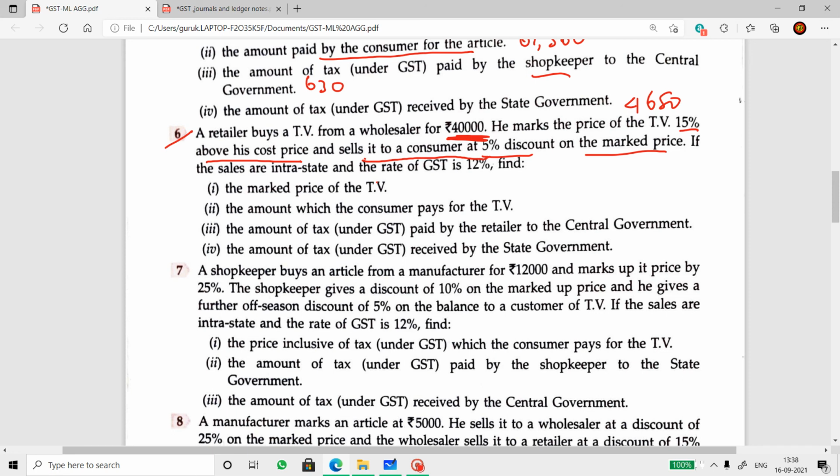Okay, so the retailer buys it for 40,000. Then he puts 15% on top of that, makes it as a list price. Then he gives 5% discount on the list price or marked price. So this is the price at which he is going to sell it to the consumer. If the sales are intrastate, and rate of GST is 12%, so again CGST and SGST only here. Let's start the sum.